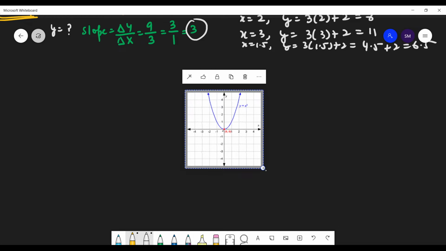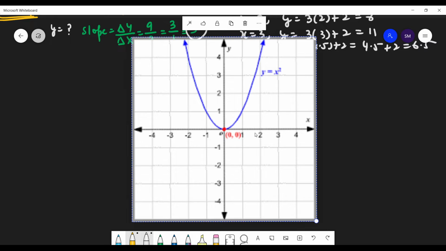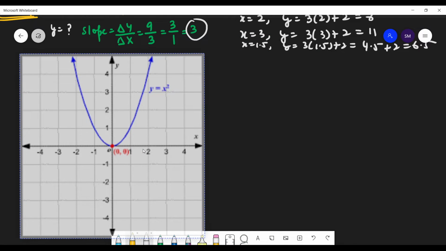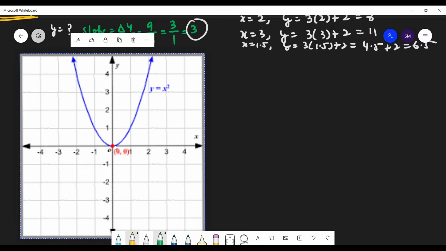Now, can you tell me which graph is it? What is the name of this graph? y is equal to x square. Parabola. Very good, students. So this is a parabola, y equals x square. The name of this graph is parabola. It is written over here. Okay, students. Now let us find the slope of the parabola at different points.